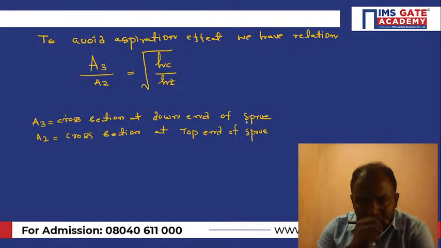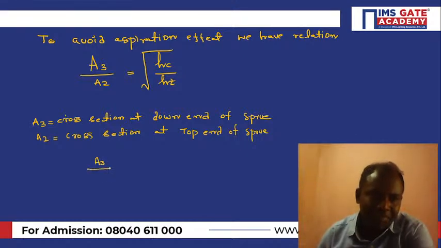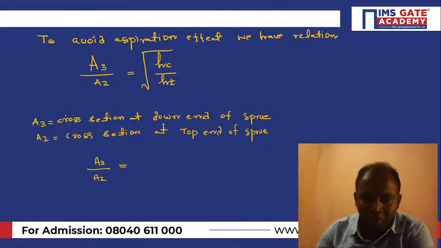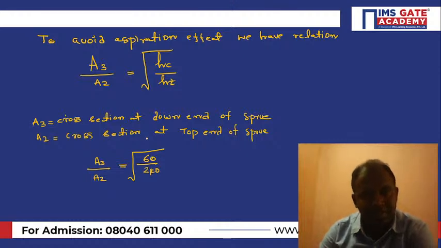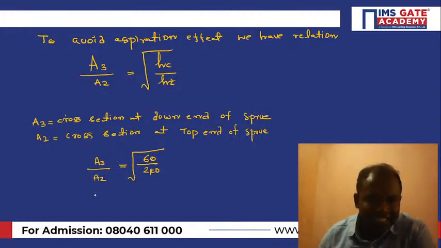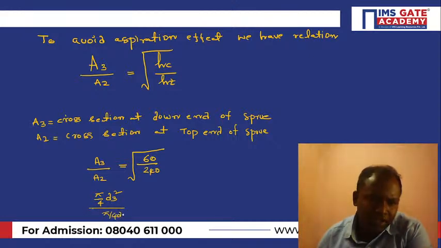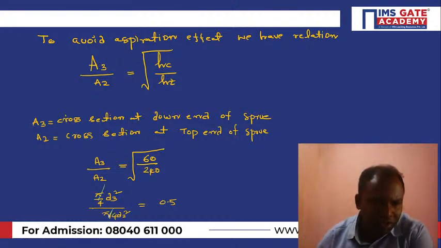Now, as we know HC and HT, A3 by A2 is equal to the square root of HC by HT. HC is given as 60 and HT is 240, so the square root of 60 divided by 240. Now we can write A3 as pi by 4 d3 squared divided by pi by 4 d2 squared, which if you solve gives 0.5. Pi by 4 will cancel out here.